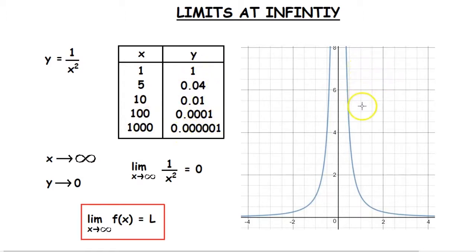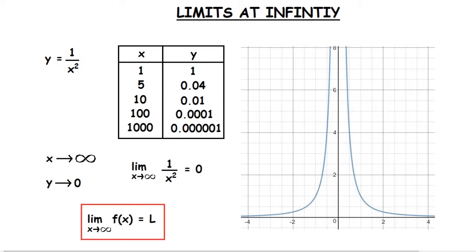We can also see it in our graph here. When x tends to larger values, y becomes closer and closer to 0. This means that as x tends to infinity, y tends to 0. This can be written as limit of 1 over x squared as x tends to infinity is equal to 0. In general, we can write this as limit of f(x) as x tends to infinity is equal to L. This means that as x becomes more and more larger, f(x) becomes closer and closer to L.